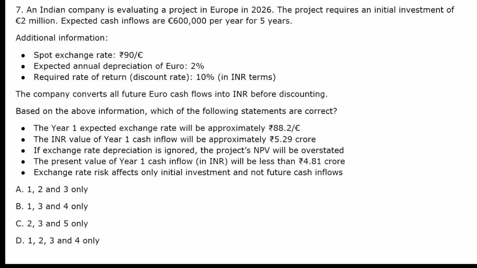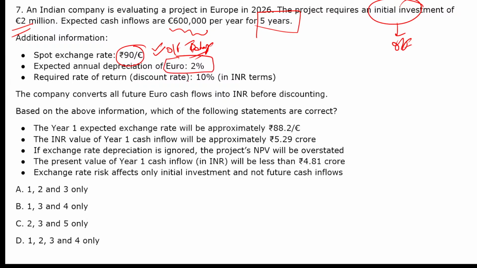An Indian company is evaluating a project in Europe. The project requires an initial investment of 2 million euros. Expected cash flow is 600,000 per year for 5 years. So the initial outflow today itself is this much, but you are getting only 600,000 for 5 years as cash flow. The spot exchange rate for today is given. That means you are giving out this much today, right? Expected annual depreciation of the euro is 2%. Required rate of return, that is the discounting rate, is 10% in INR terms.